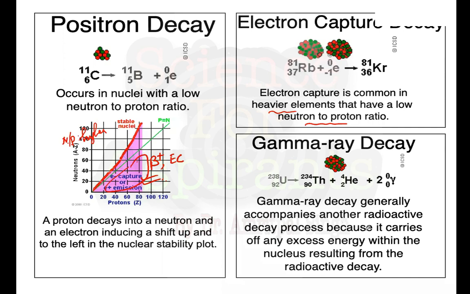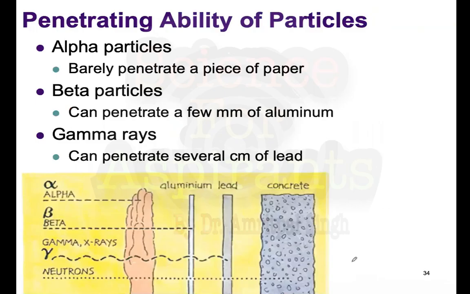And similarly in gamma radiation, they undergo the radioactive decay process because they carry an excess of energy, and by emitting this excess energy, they are converted into these radioactive particles.